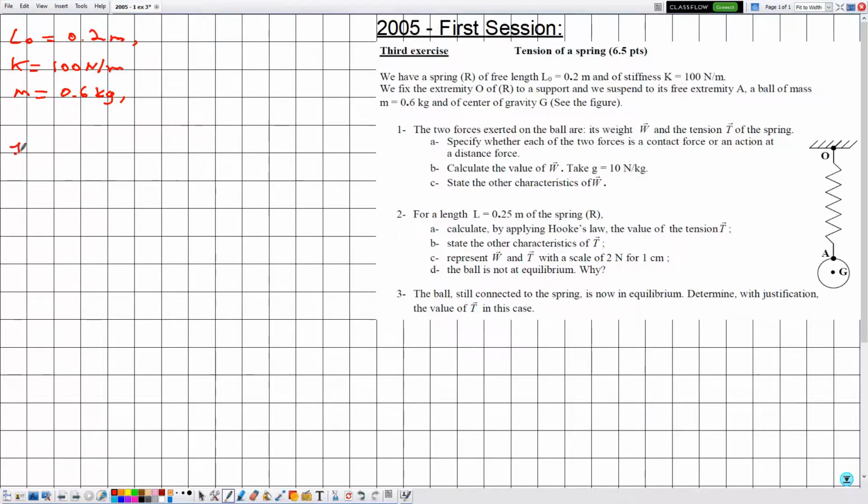Number 1. The two forces exerted on the ball are its weight W and the tension T of the spring. In part A, specify whether each of the two forces is a contact force or an action at a distance. We know that the only three forces that act at a distance are the weight, the electric, and the magnetic. Then the weight W is classified as action at a distance, and all other forces are classified as contact forces, in particular the tension T. So T is a contact force.